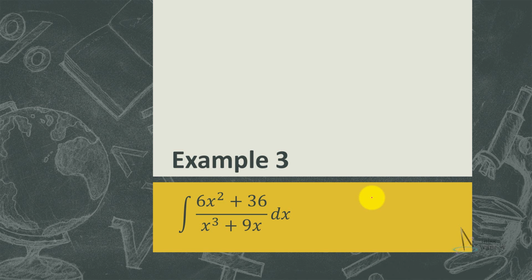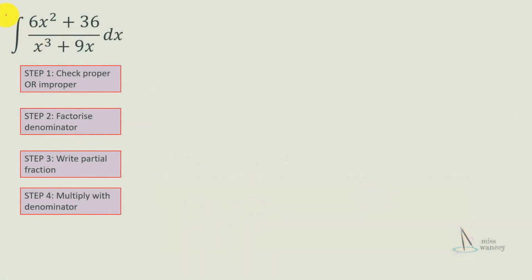Okay, so the third example, I have (6x squared + 36) over (x cubed + 9x) dx. Firstly, again, check proper or improper. The highest power for the numerator is 2, the highest power for the denominator is 3. This is definitely proper. Then factorize our denominator. In my denominator, I see x and x over here, so I can factorize them.